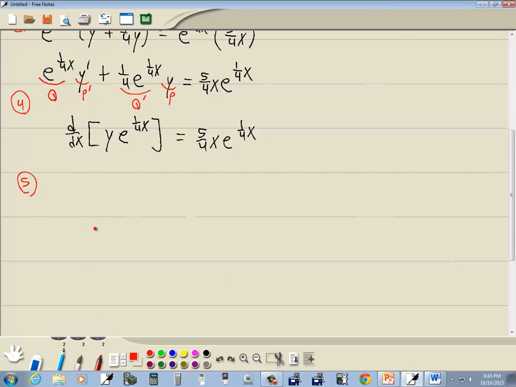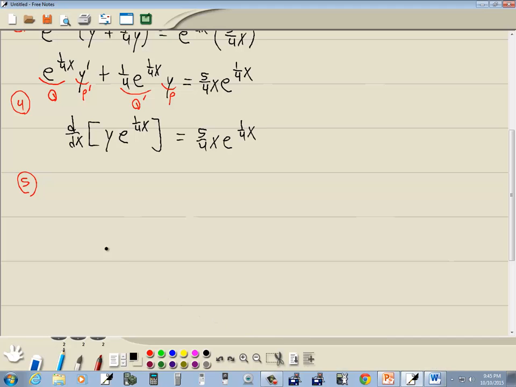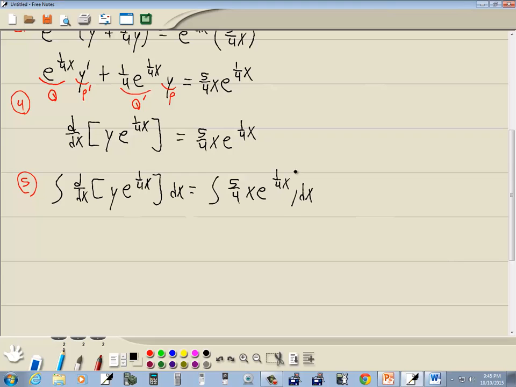Step 5. Take the integral with respect to x for both sides and solve for y. So we've got the integral of this derivative dx, and then we got the integral of 5/4 x e to the 1/4 x dx. Well, on this side, this cancels away and leaves us y e to the 1/4 x equals, and this other side is going to be by parts again.